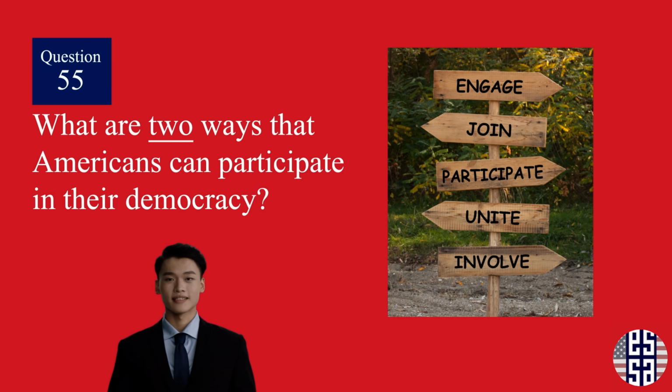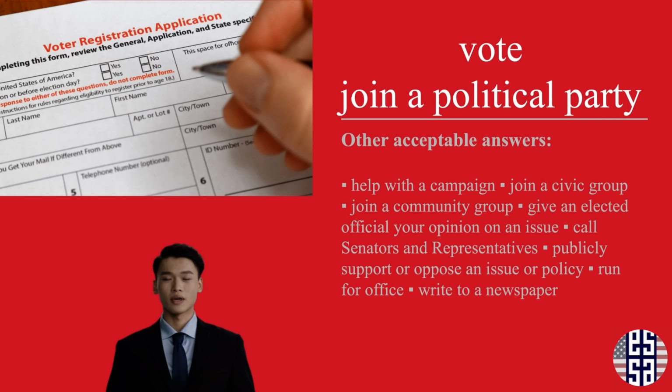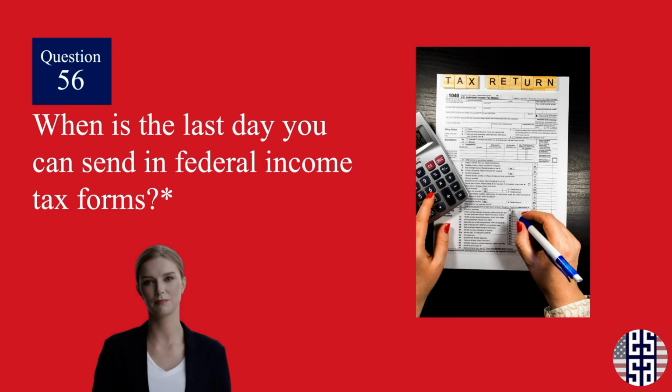What are 2 ways that Americans can participate in their democracy? Vote and join a political party. There are a number of other acceptable answers, as you can see above. But it is easiest to remember, vote and join a political party. When is the last day you can send in federal income tax forms? April 15th. The last day you can send in federal income tax forms is April 15th.